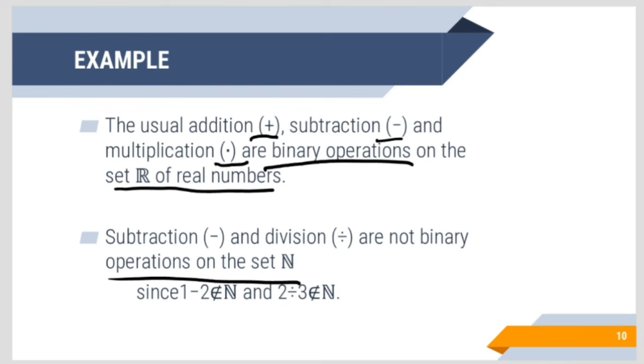Subtraction and division are not binary operations on the set of natural numbers. Why? Because when you subtract 1 minus 2, the result is not a natural number. The same thing when you have 2 divided by 3, it's a fraction, 2 over 3, and 2 over 3 is not a natural number. So, that's why they are not binary. The result should be a natural number, but since it's not, then it's not a binary operation.